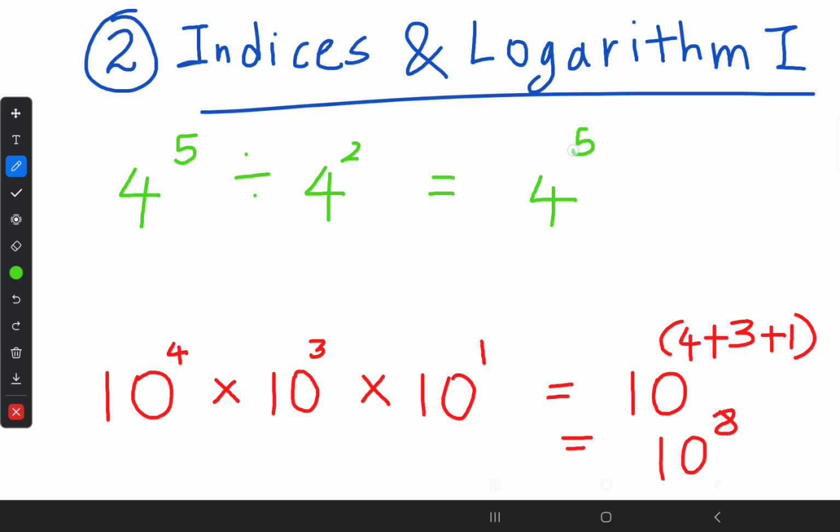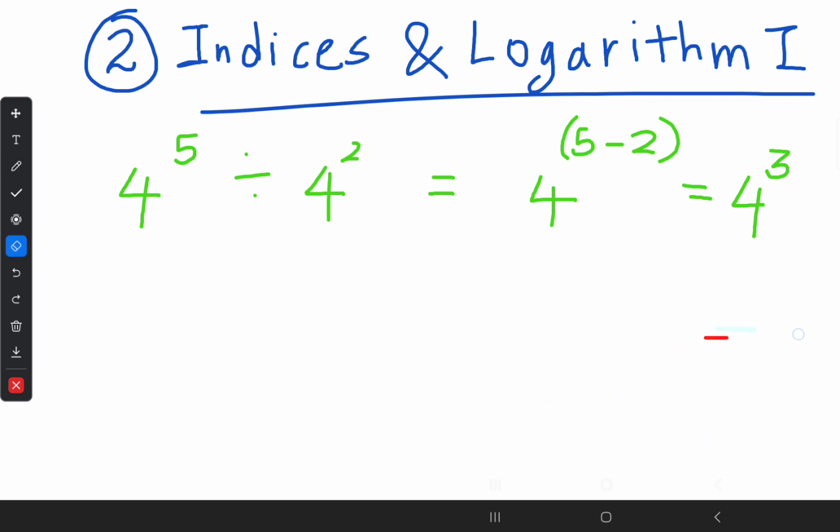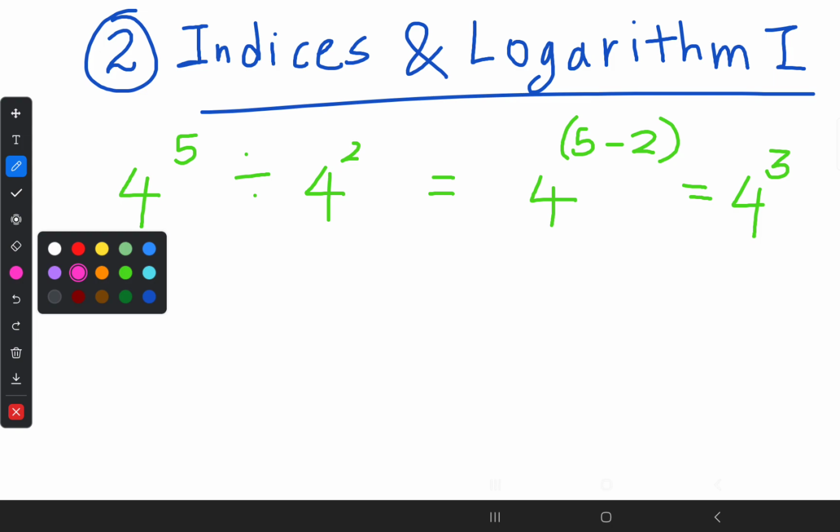So from 5, you should subtract this 2. When we subtract this 2 from 5, that will give you 4 to the power of 3. This would be the answer. And one more question. We know how to operate with multiplication and division separately. When both combine together, how can we deal with that one? For that, let's try another question.